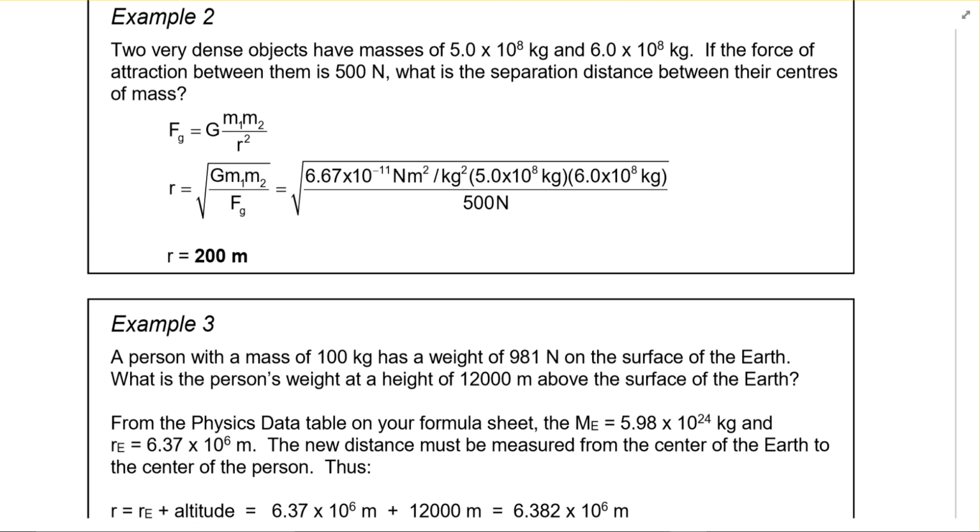So go ahead and look at example number 2 here. Again, we're going to have to be able to rearrange formulas properly. And yeah, I'll let you guys look through that one.